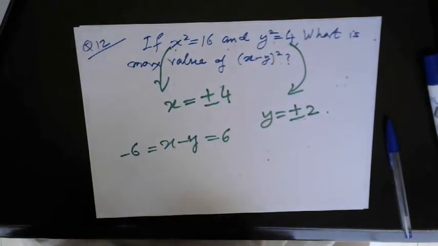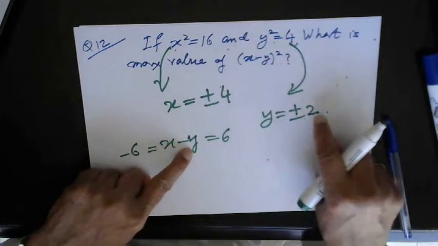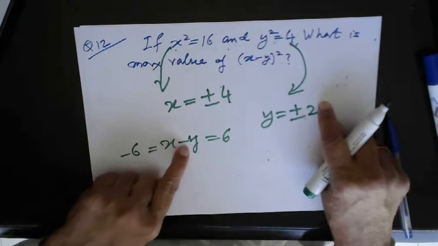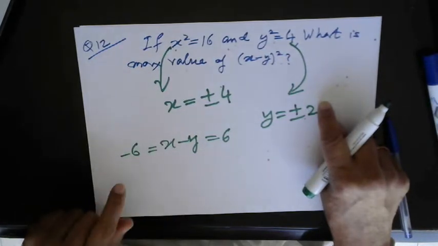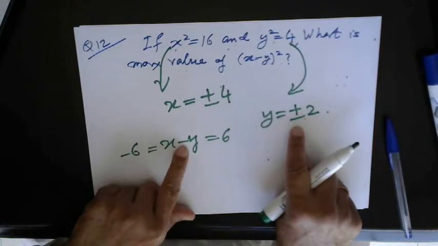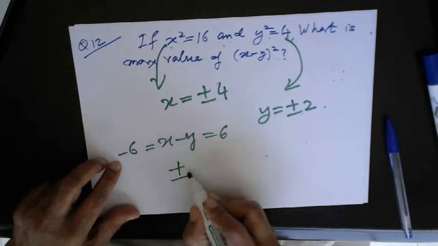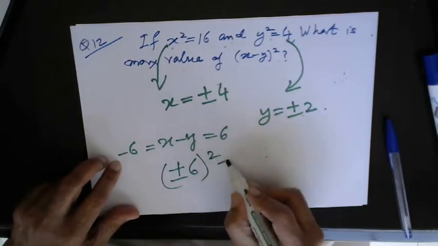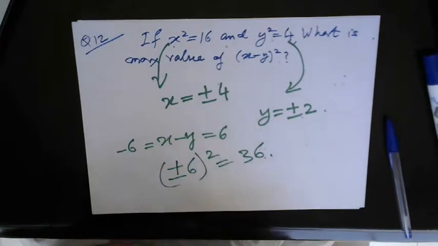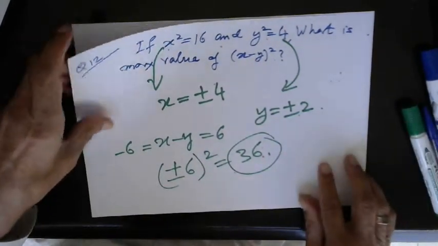Why? If you take x equal to minus 4 and y equal to plus 2, then x minus y is minus 6. If you take x equal to 4 and y equal to minus 2, then x minus y is equal to 6. Whether this is plus 6 or minus 6, the square will be 36. So that is the answer. What is the maximum possible value of (x minus y) whole square? 36.